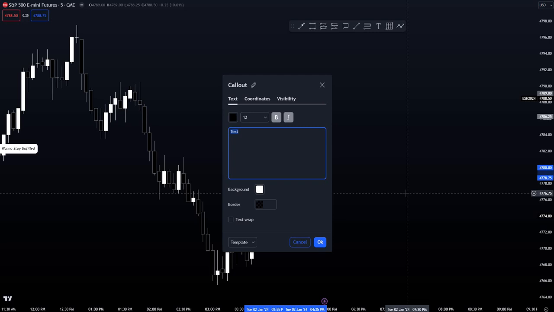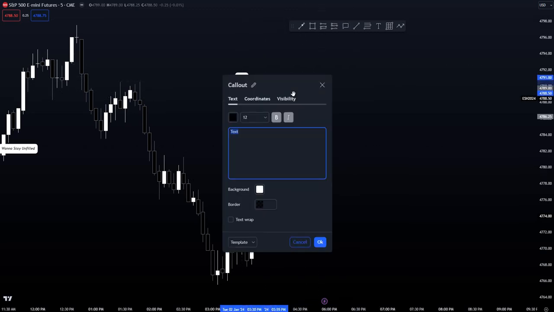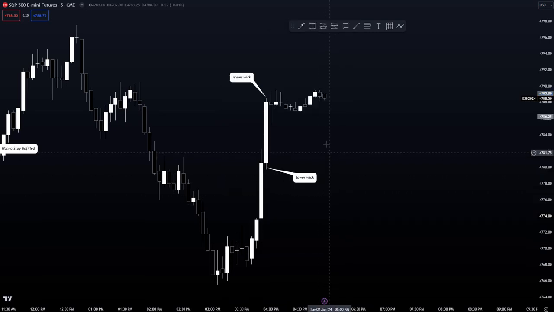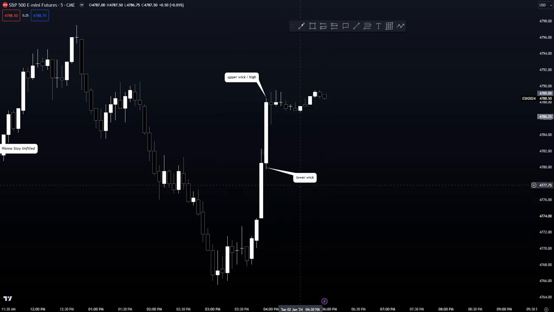The bottom wick is called the lower wick, or the wick of the low. So the bottom part of the wick, this white line right here, is called the lower wick. The upper white line is called the upper wick, otherwise known as the high. Same thing, the other is known as the low.